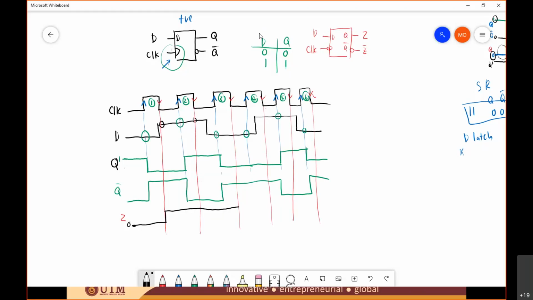Okay, for the third falling edge, the input is 0, so now it becomes 0 until the next falling edge. The next falling edge here, the input is 1, so dia akan jadi 1 sampai next falling edge. And at this moment here, the input remains 1, so dia akan remain 1 sampai the next falling edge. Kat sini dia akan jadi kosong. So this is the difference between the positive edge trigger and negative edge trigger for D flip-flops. Okay, ada soalan tak?